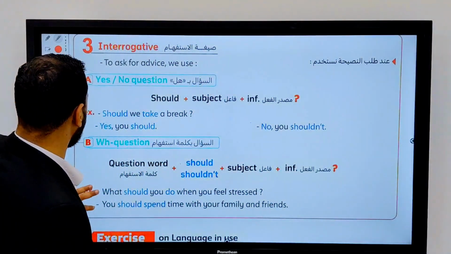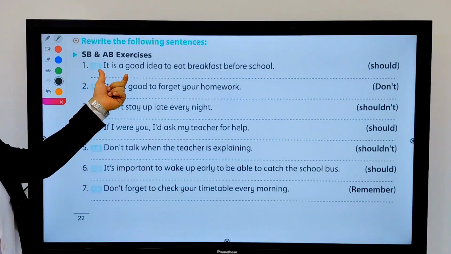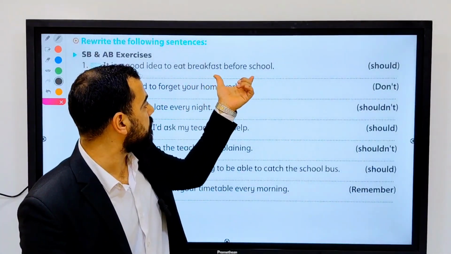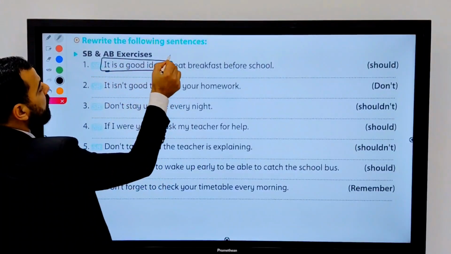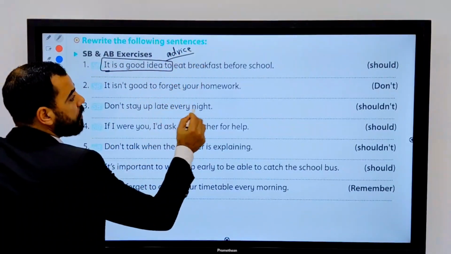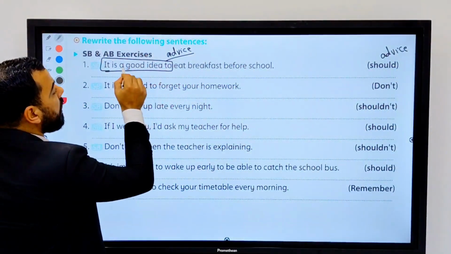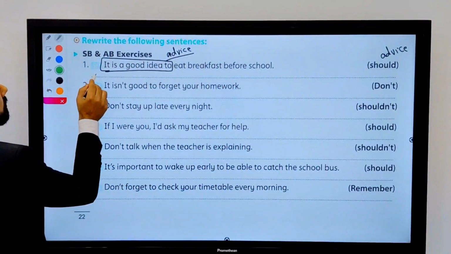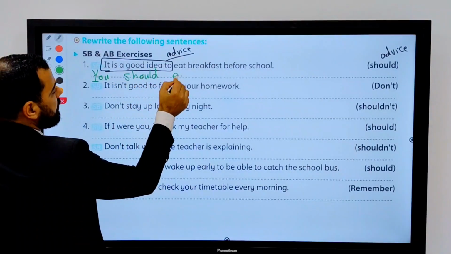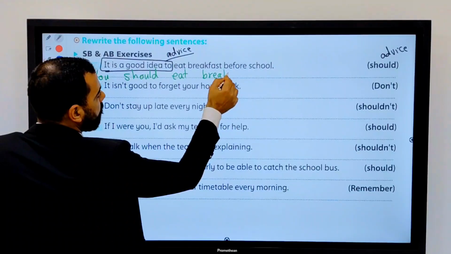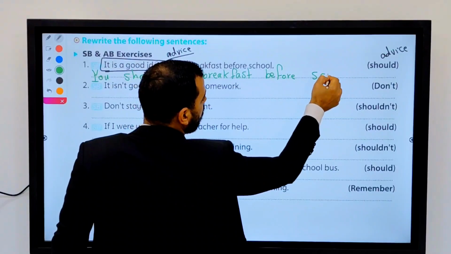Okay, let's answer these questions together. It's a good idea to eat breakfast before school. So it's a good idea, we use it to give advice, and we use should to give advice. So we need to replace it's a good idea with should. So the answer is you should eat breakfast before school.